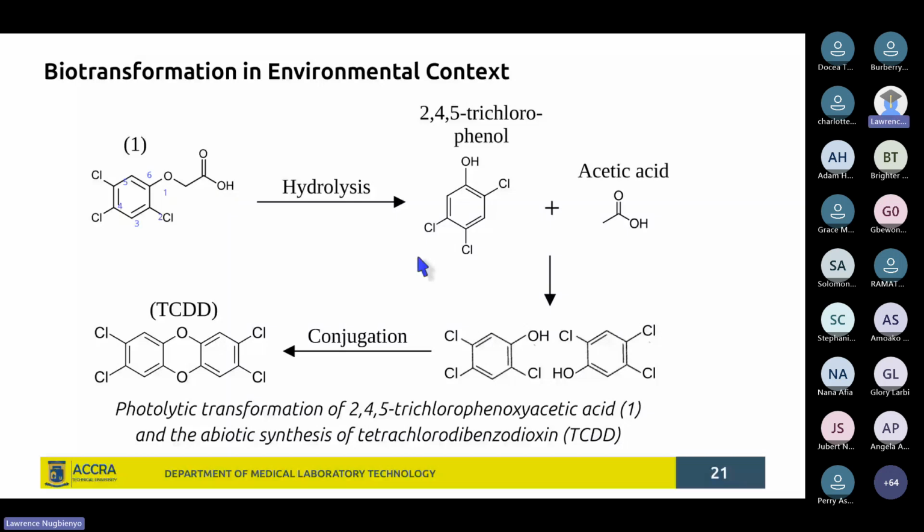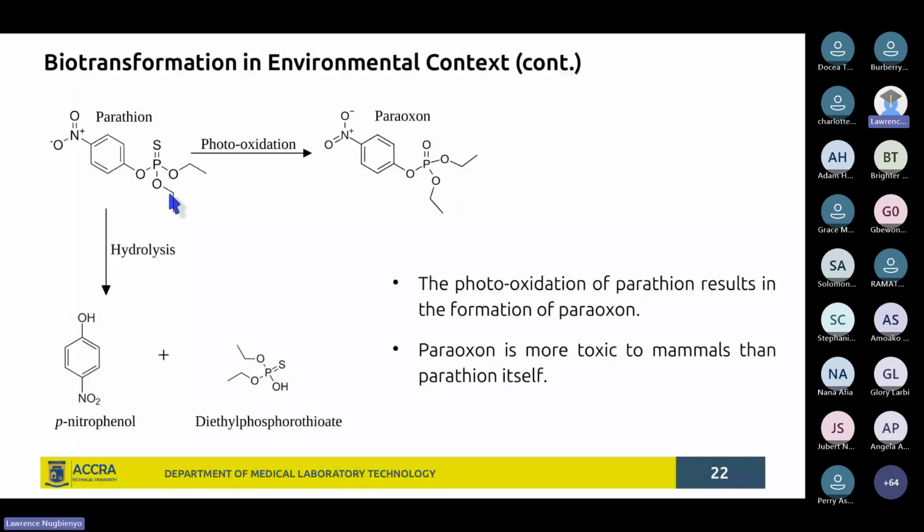parathion. Parathion was also used as an insecticide. It's a nerve agent. It acts on insects as an inhibitor of the enzyme acetylcholinesterase, which is involved in muscle contraction and relaxation. This parathion, when it gets exposed to light, undergoes photooxidation to form paraoxon. In fact, paraoxon is more toxic, even to mammals, than the parathion itself.